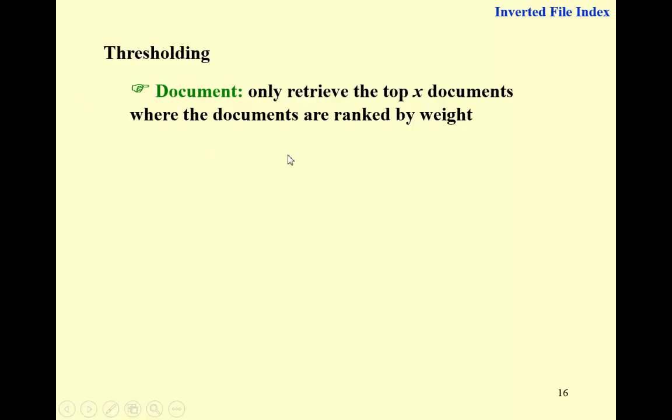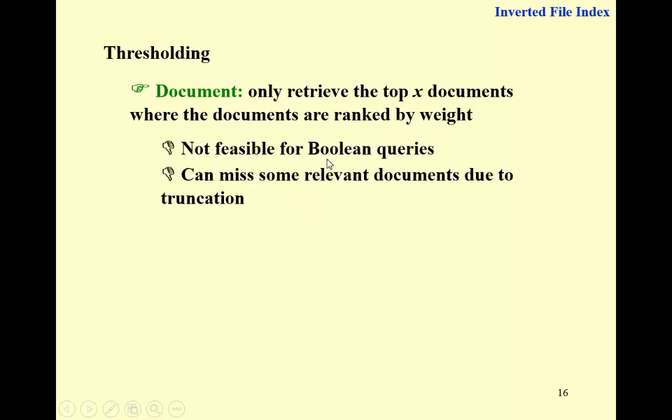Thresholding means we only care about the top X documents and simply abandon the rest. And therefore, the performance can get better, it runs faster. However, it might cause some problems, like it's not feasible for Boolean queries. For example, like AND, while we are searching not only computer, but computer and science, we might get a bunch of documents containing the word computer, another bunch of documents containing the word science, and we would like to merge them together and find the intersection.